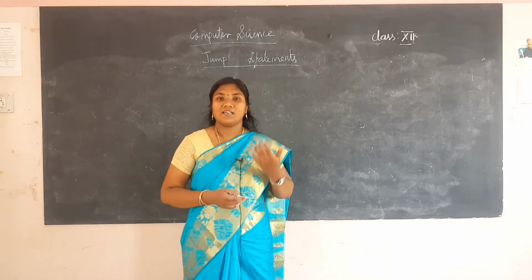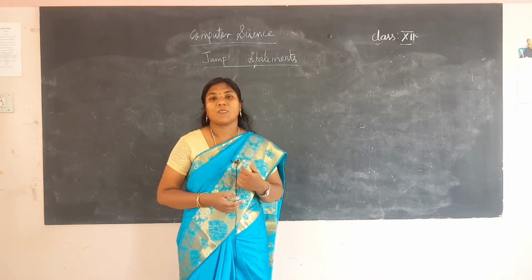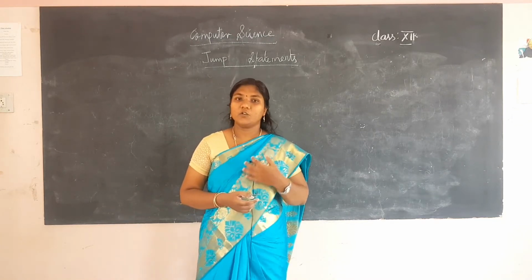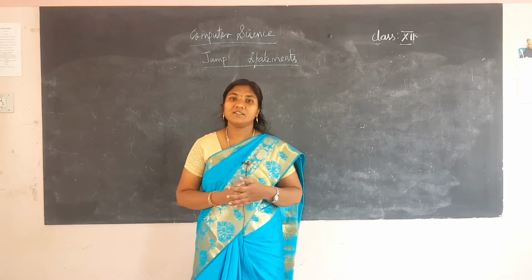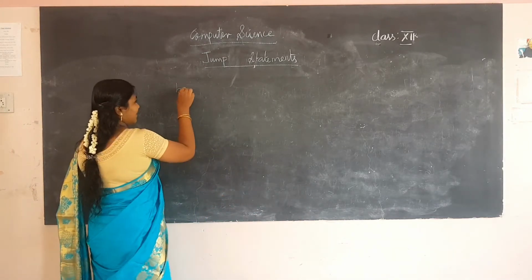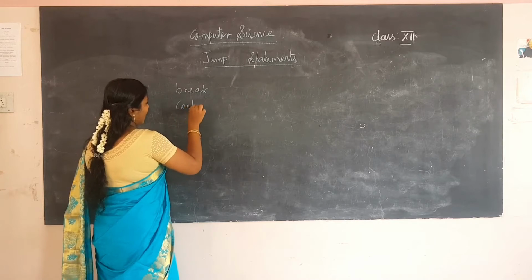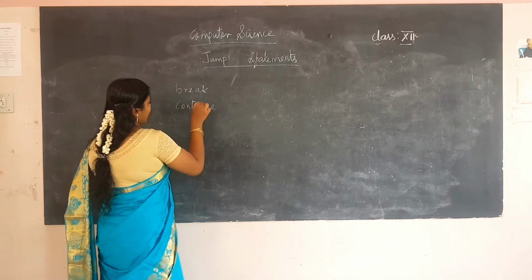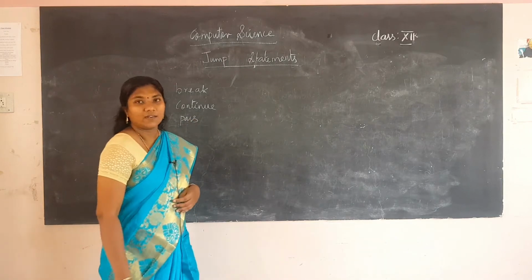In the last video we learnt about the for loop, the control statements and the looping statements. Today we are going to learn about the jump statements in Python. There are three of them. Actually, it is not a statement, it is just a keyword: break, continue and pass.